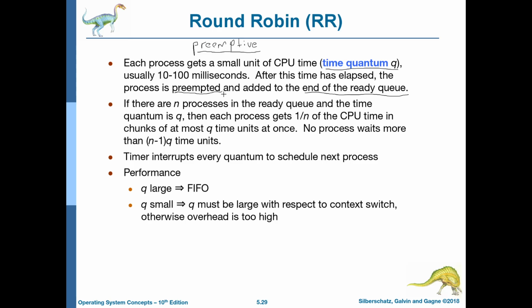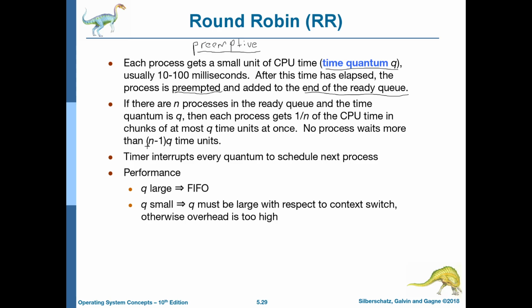Now, consider a ready queue that has n processes, and that we have a time quantum of Q. With those n processes, each process will get 1/n of the CPU time in chunks of Q time units. So it's cycled through. If you have 5 jobs, each job will get 1/5 of the CPU time in Q time units.